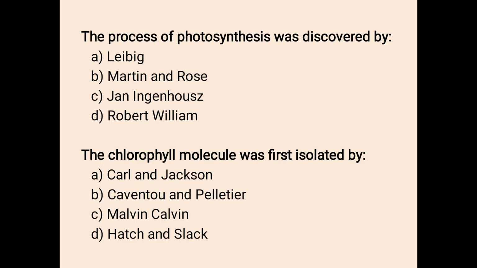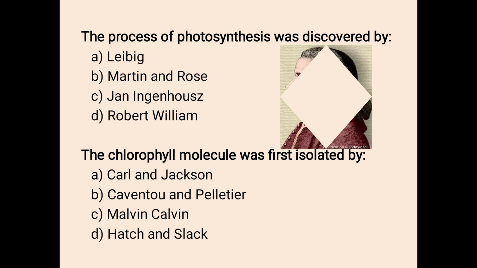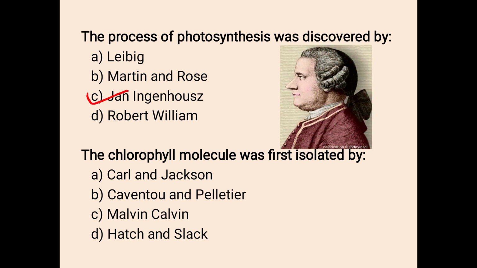Next question is, the process of photosynthesis was discovered by. Jan Ingenhousz was the scientist who first discovered the process of photosynthesis. Next question is, the chlorophyll molecule was first isolated by. The chlorophyll molecule was first isolated by two scientists named Caventou and Pelletier. They first of all isolated the chlorophyll molecule.